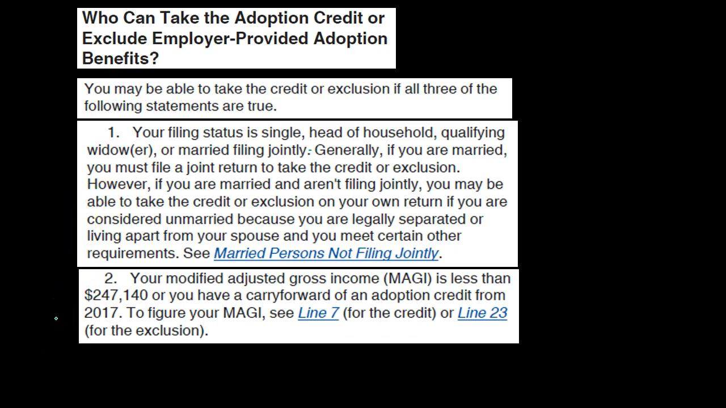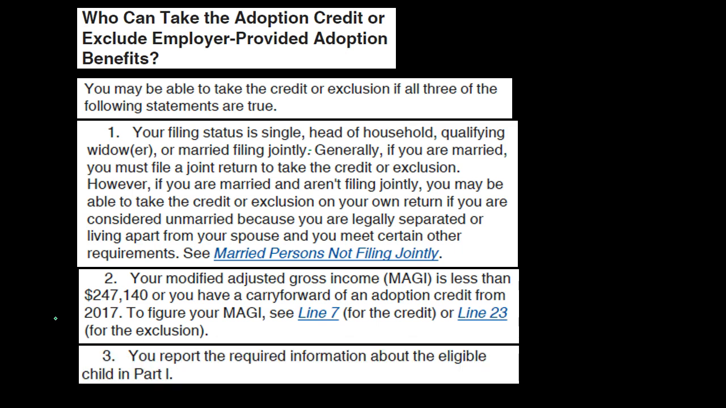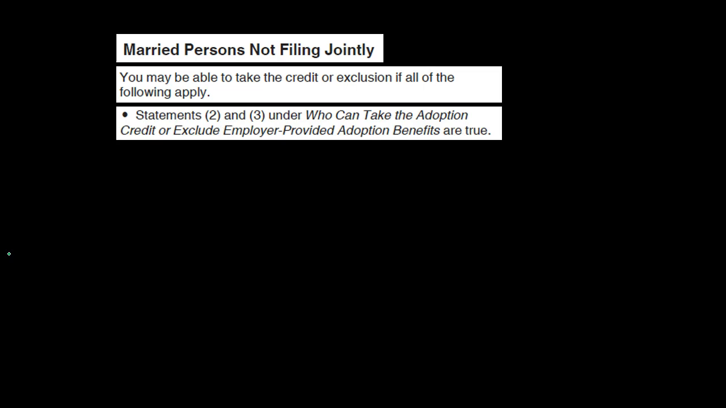Back to the text: or you have a carry forward of an adoption credit from 2017 to figure your modified AGI. See line 7 for credits or line 23 for exclusions. Number 3, you report the required information about the eligible child in Part 1. Married persons not filing jointly, you may be able to take the credit or exclusion if all of the following apply. So all must apply.